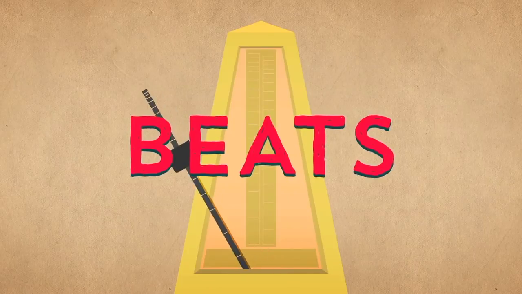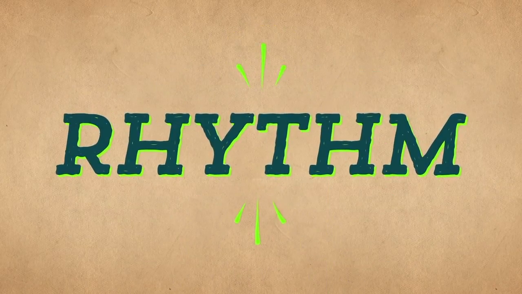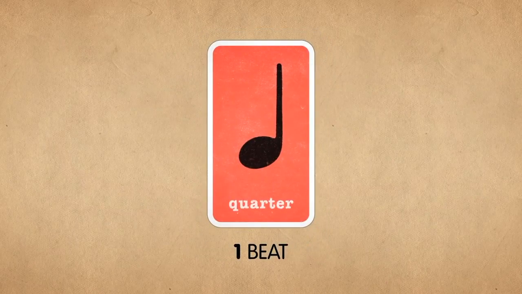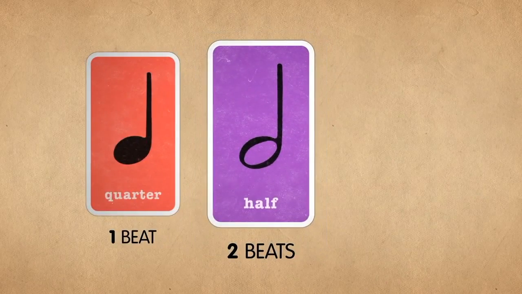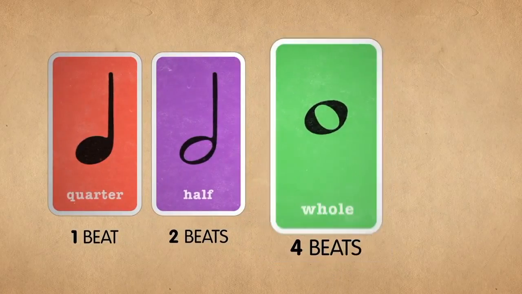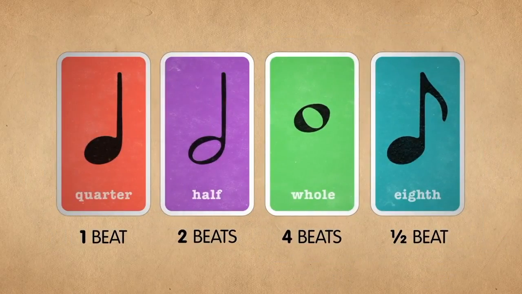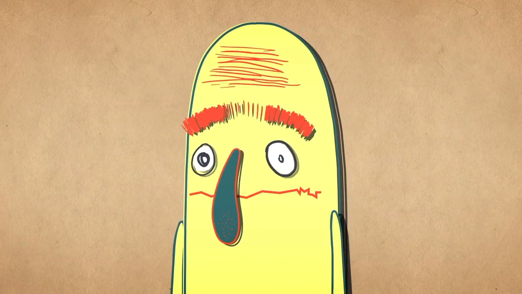Beats. With a steady beat as a foundation, we can start adding rhythm to our pitches, and that's when music really starts to happen. This is a quarter note. It's the most basic unit of rhythm, and it's worth 1 beat. This is a half note, and it's worth 2 beats. This whole note here is worth 4 beats, and these little guys are eighth notes, worth half a beat each. Great, you say. What does that mean?